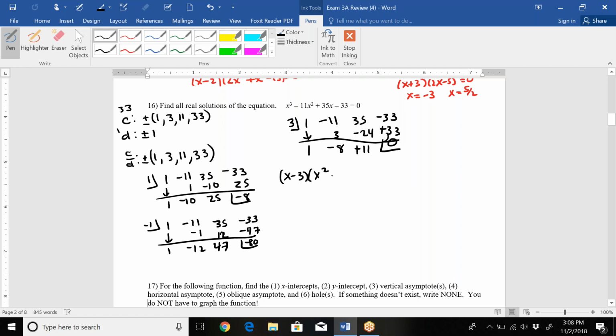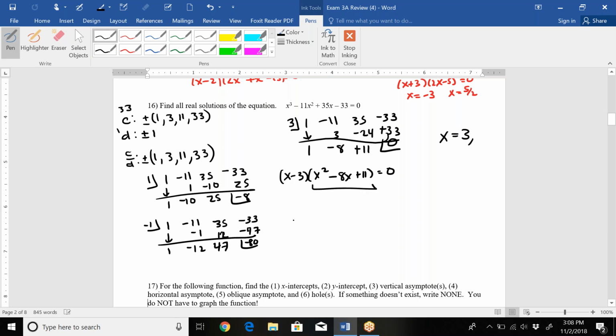And then this now would be 1 degree less, so x squared minus 8x plus 11. And we're going to try to factor that, which this does not factor. Yeah, because factors of 11 are 11 and 1. So we're going to have to use the quadratic formula. So we do know that one of our answers is 3 because of the one that worked for synthetic division.